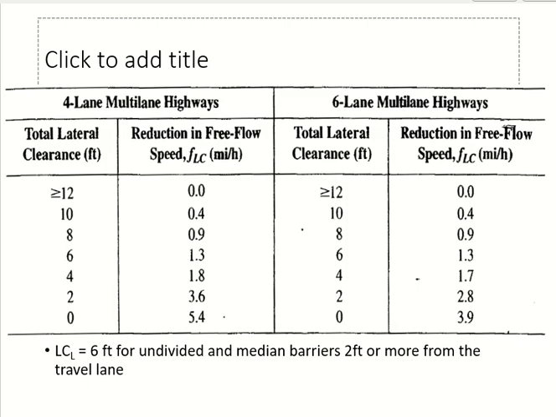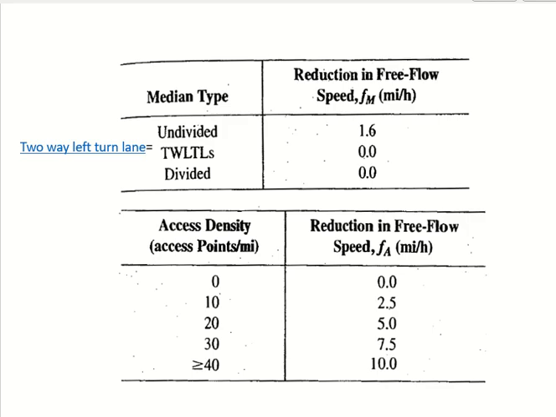The factor is... we have a median, right? It's written, divided. So for median, the factor is what? Okay. Access points 10 per mile.